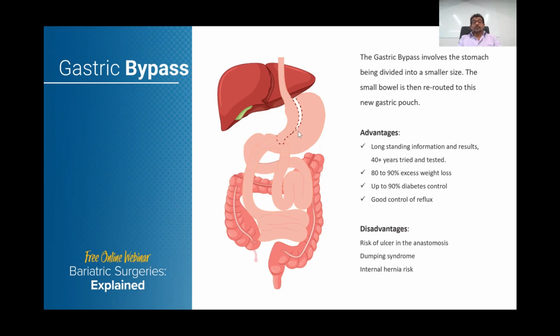There are some side effects. Someone said this operation can be a problem if you take too much sugar or refined carbohydrates.